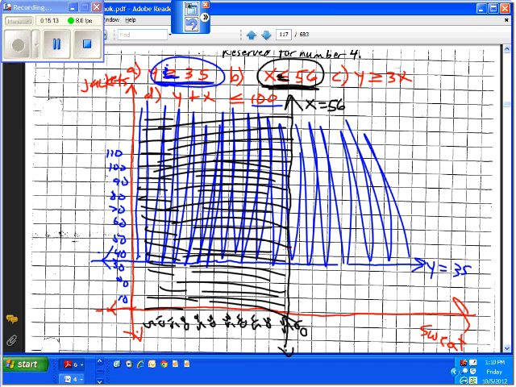Okay, y is greater than or equal to 3x. What's the y-intercept there? 0. And the slope is 3 over 1, which means go up 3, right 1. So this graph will begin at the origin 0, 0. We want to go up 3 right 1, but look at our grid. That's not very pretty, is it? So we would rather not do that.